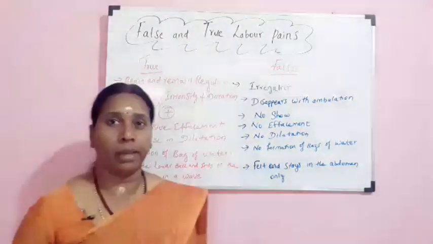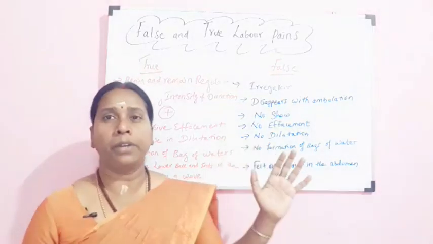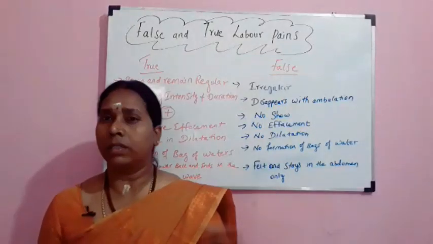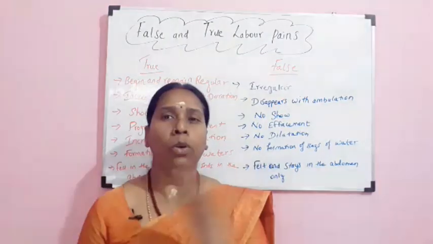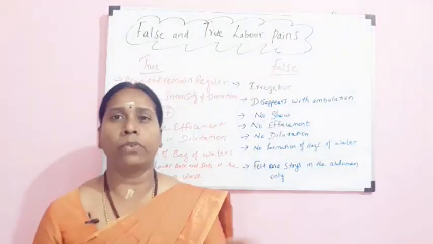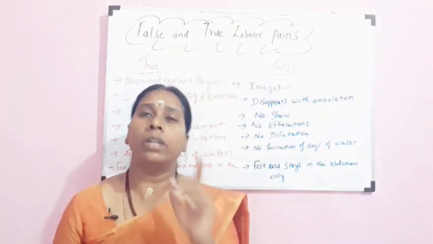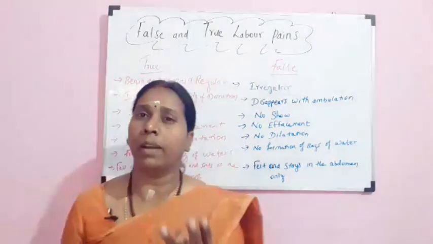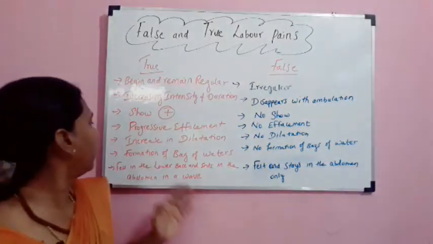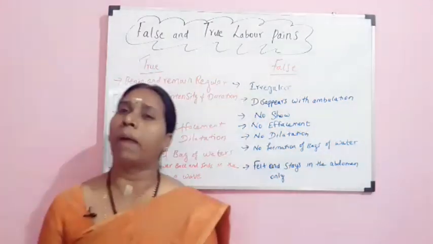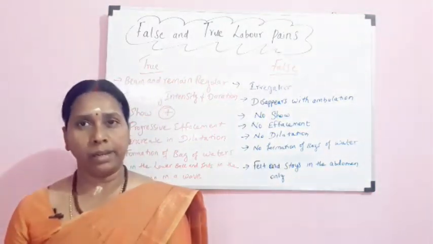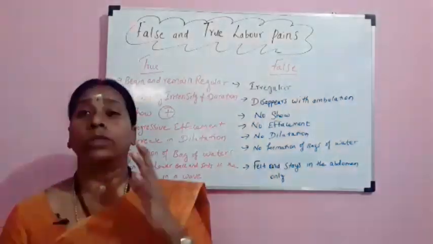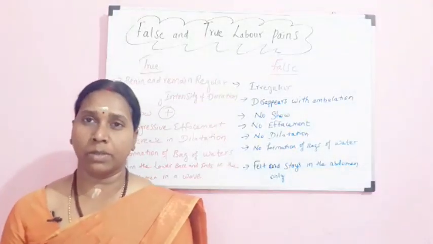And then there is show combined with normal true labor contractions. For false contractions, there is no show, no effacement, no dilatation. Only in true contractions there will be show, effacement and dilatation. And finally, there is formation of the bag of waters, which is again an indicator that the woman is proceeding into normal labor. So these are the signs and symptoms of true uterine contraction.